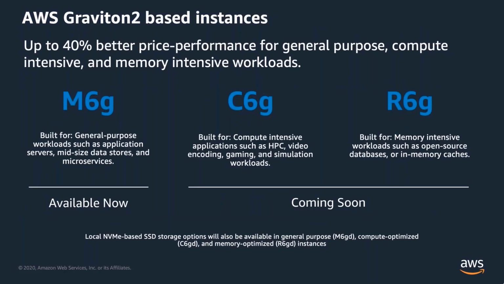So the Graviton2 based instances include M6G, so M is our general purpose family, 6 is the 6th generation, and G is the designator for Graviton2. Similarly, we have C6G, compute optimized, R6G, memory optimized. And these instances provide up to 40% better price performance across general purpose, compute intensive, and memory intensive workloads. M6G is available now. C6G and R6G compute and memory optimized instances are coming soon. And we'll also have local NVMe based instances with SSD storage options also coming soon.